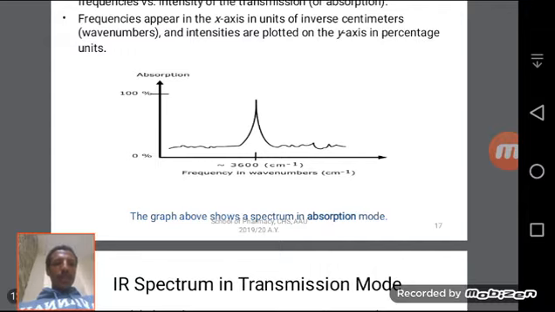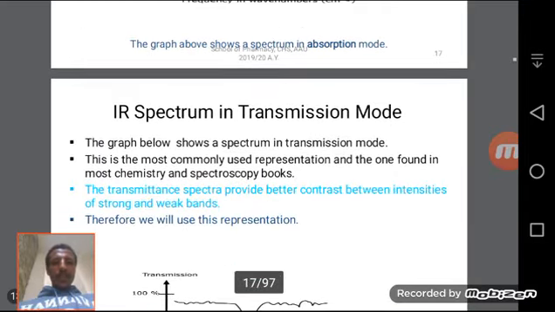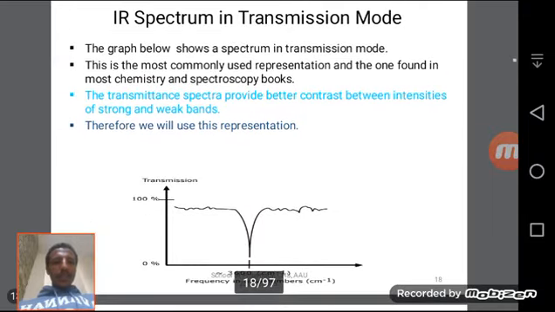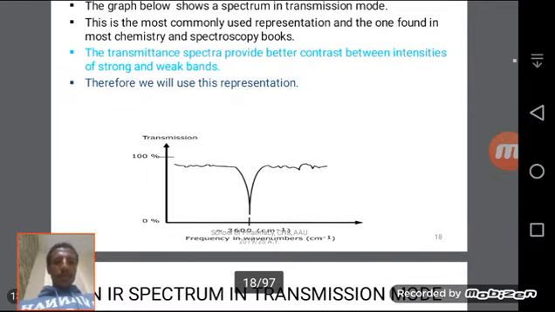This indicates that the instrument measures the absorbance or transmittance of the light, and absorbance is inversely related to the transmittance of light. That means absorbance is equal to minus the logarithm of transmittance. This is the most commonly used representation and the one found in most chemistry and spectroscopic books. That means transmission versus wave number or frequency.